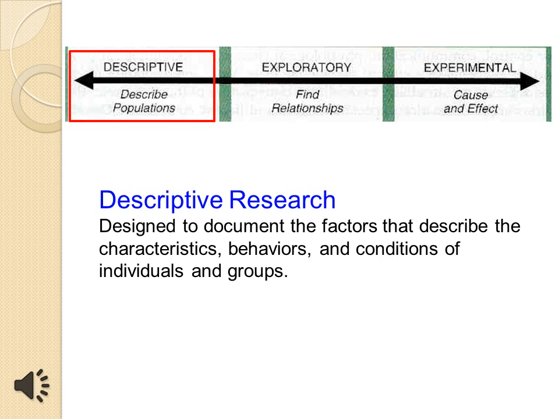Descriptive research is designed to document the factors that describe the characteristics, behaviors, and conditions of individuals and groups. Descriptive studies document the nature of existing phenomena and describe how variables change over time. Often, this information is used as a basis for formulation of research hypotheses that are tested using exploratory or experimental designs. Descriptive statistics are used to analyze the data collected in descriptive research studies and will be presented later in this course. Examples of this type of research are to document the 10-year progression of symptoms of Alzheimer's disease, or to document the gender frequency or average age of onset of spinal cord injury.